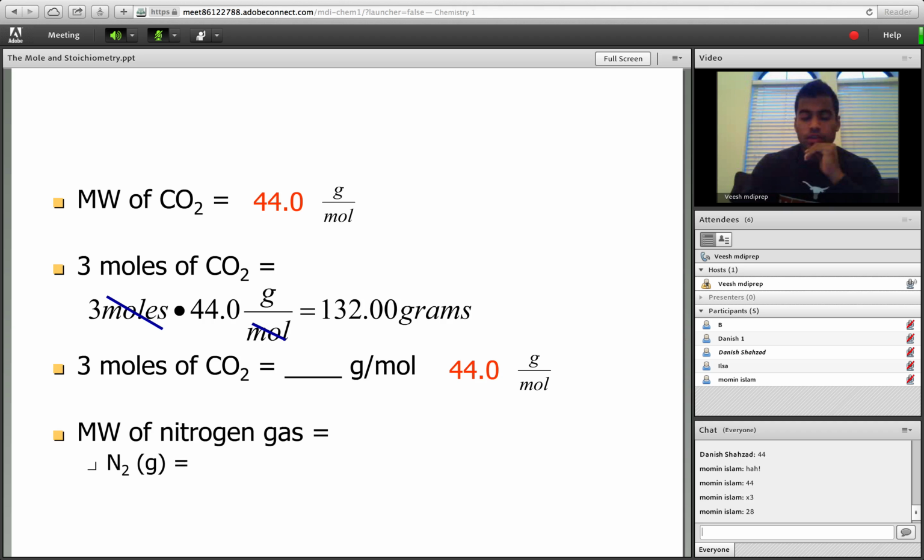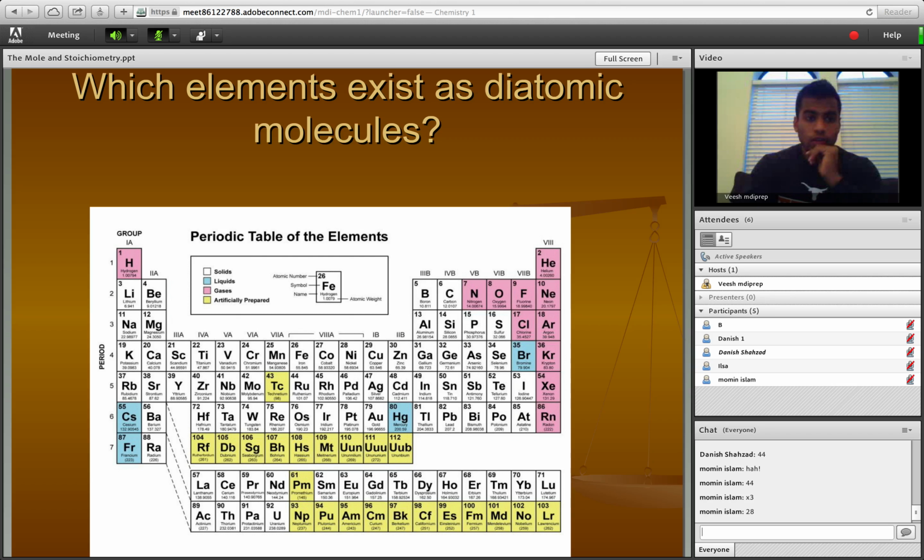Yep, you got it. Nitrogen gas is a diatomic molecule, so you have to think of it as N2. The 2 nitrogens add up to 28 grams per mole. Does anyone know which elements exist as diatomic molecules? Add them in, or type them in the chat box, the ones that you do know. There's a few of them, and you have to remember that these are diatomic for the MCAT, or else it'll trick you with questions.